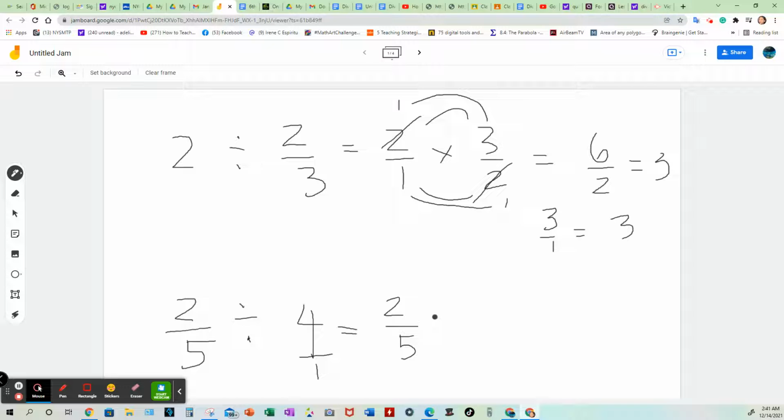And then change division to multiplication. And then we flip the 4 over 1, or write the reciprocal of 4 over 1, which is 1/4. All right, so 2 times 1 is 2, and then 5 times 4 is 20. And we can still simplify 2 over 20. So we divide its numerator and denominator by 2. So this will be 1 over 10.